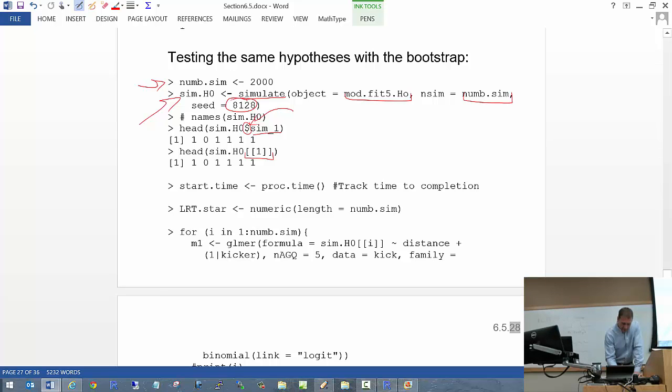Next, using the bootstrap can take a while because you're basically doing a Monte Carlo simulation. So I'm going to keep track of how long it takes. I ask R to tell me what time it is right now by using proc.time, and I put the results into an object called start.time. Then I create a vector, lrt.star, which is going to allow me to put all my -2 log lambda stars into it, all 2,000 of them.